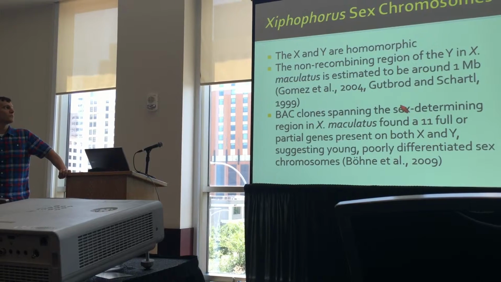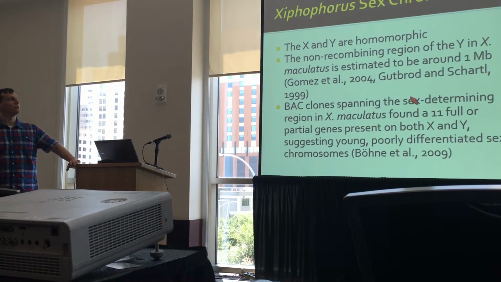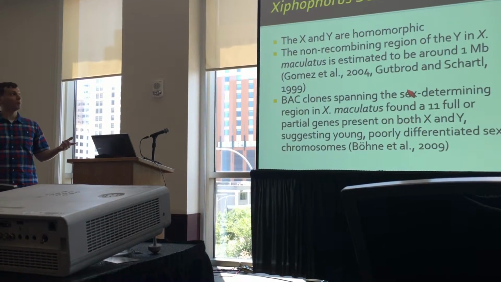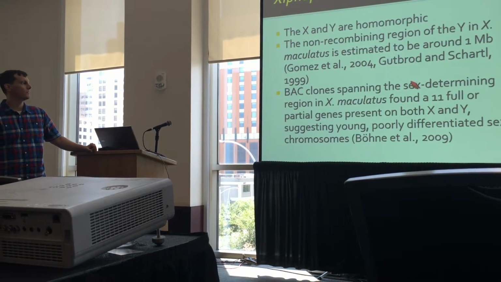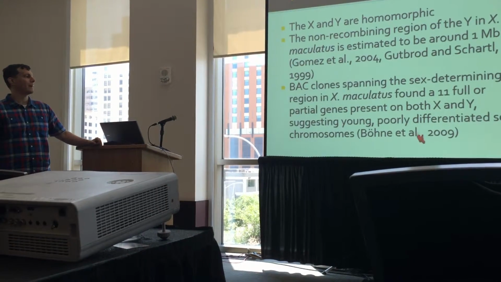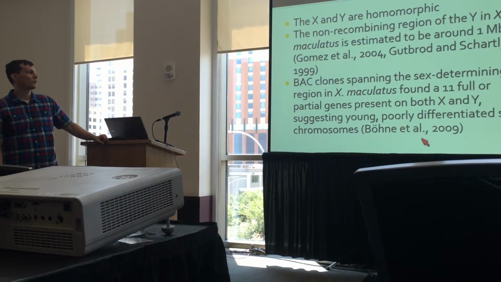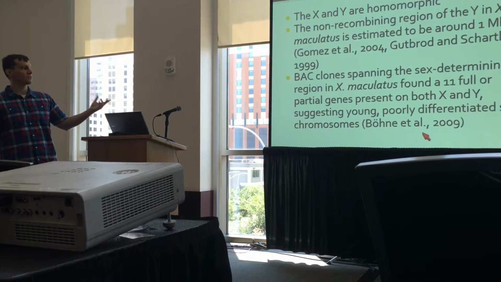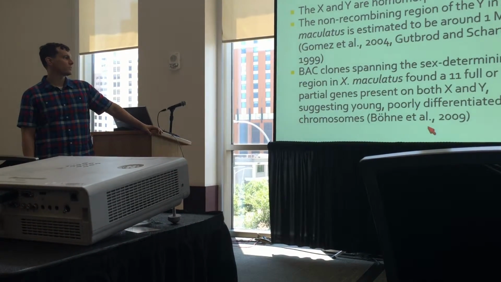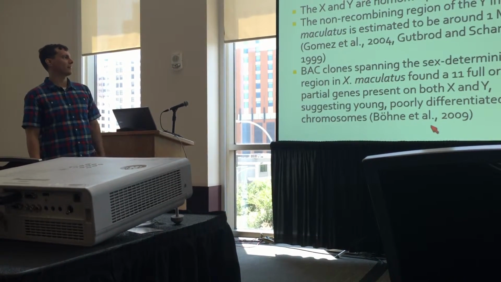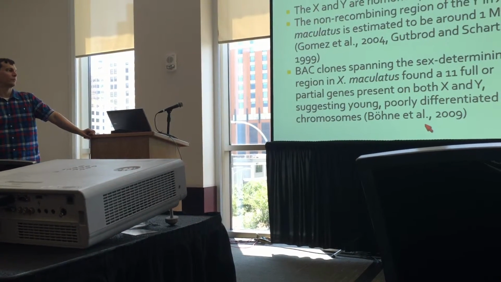So, Xiphophorus sex chromosomes. In general, we're lucky in this genus that the genomes appear to be pretty much collinear. The X and the Y, though, are homomorphic. The non-recombining region of the Y is not very big. It's estimated at a megabase. And there exist these BAC clones that span this sex determination region in platyfish. Unfortunately, the sequence is not available, but it was described at least. And there are these 11 genes that are found both on the X and on the Y in this region. So taken all together, homomorphic, not a very big non-recombining region, and genes present on both X and Y, these all suggest young differentiation.